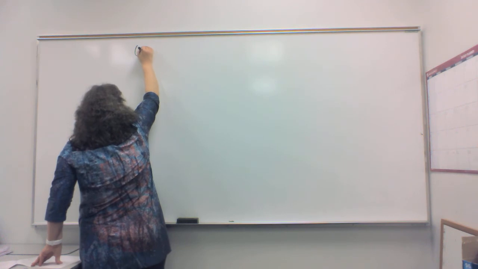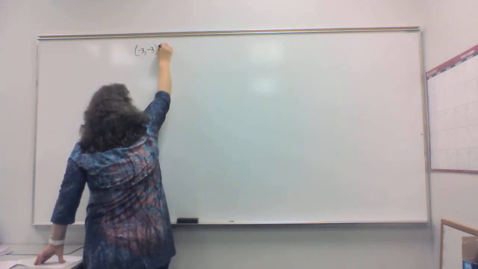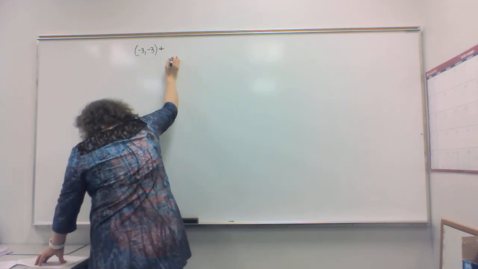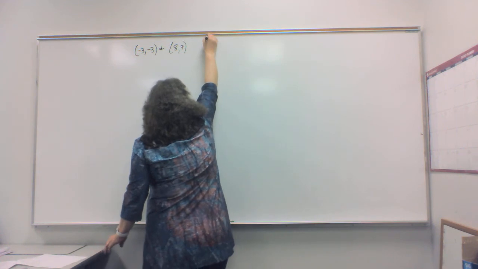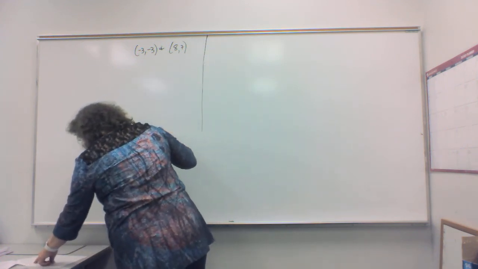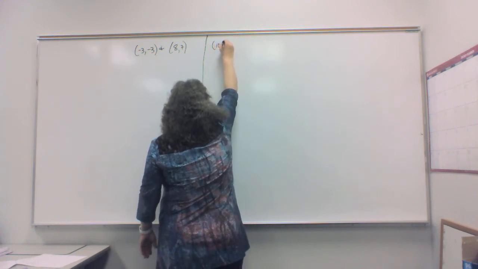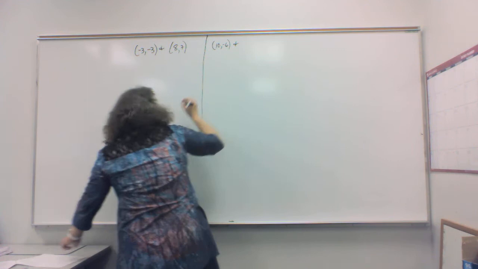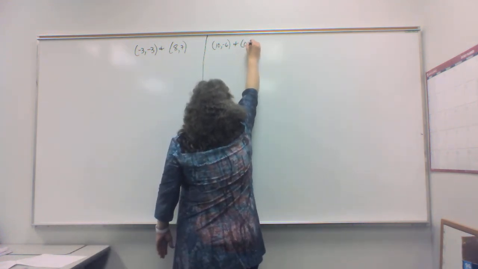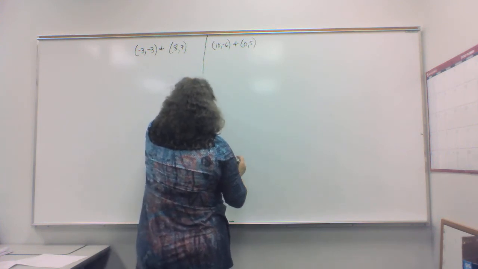I have a negative 3, and 8, 7. That's my first ordered pair. My second ordered pair is 10, negative 6, and 0, 5. Okay, so let's do these, and first of all, let's calculate them, and then we'll draw the picture, just like we have.